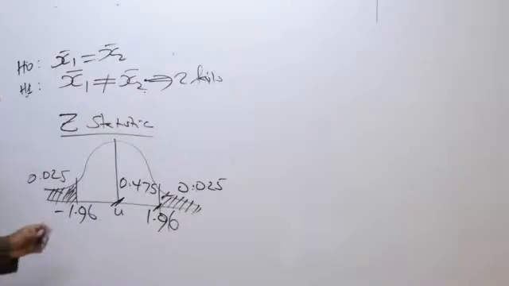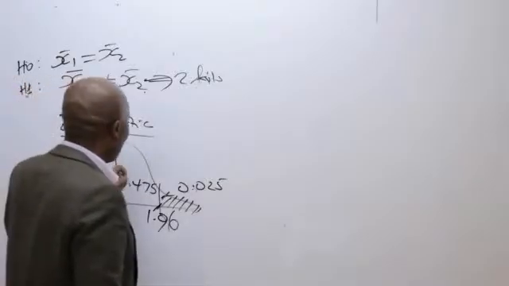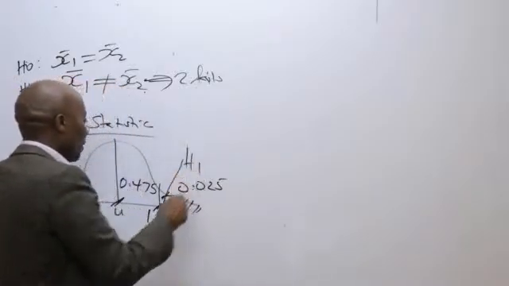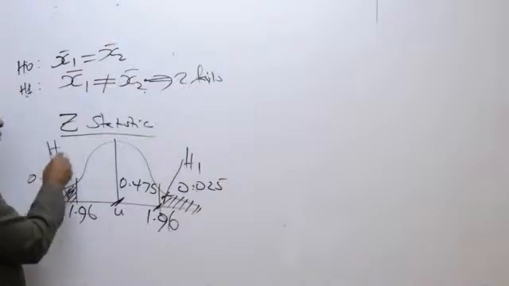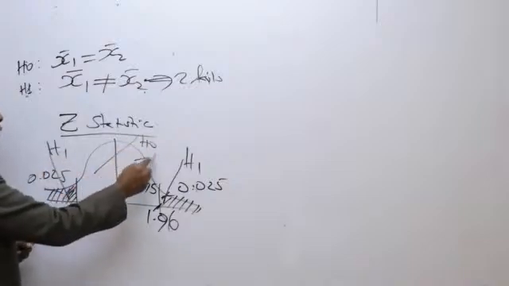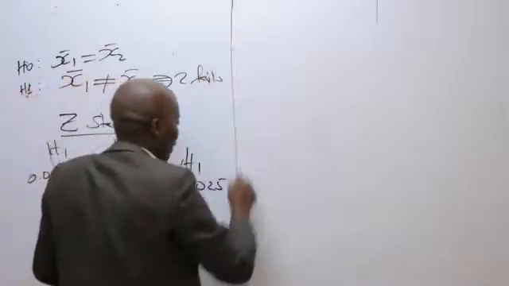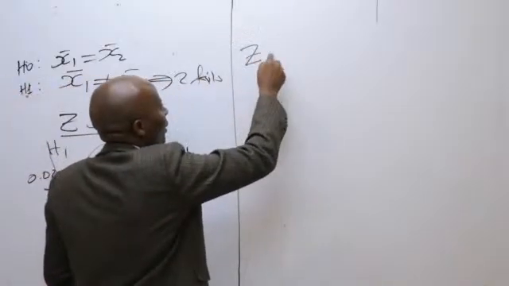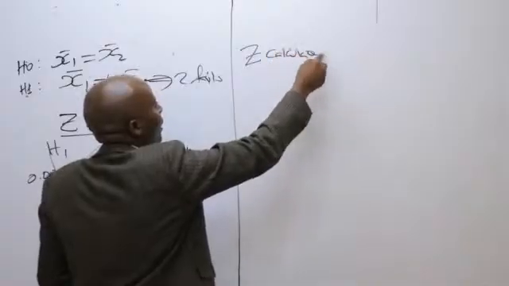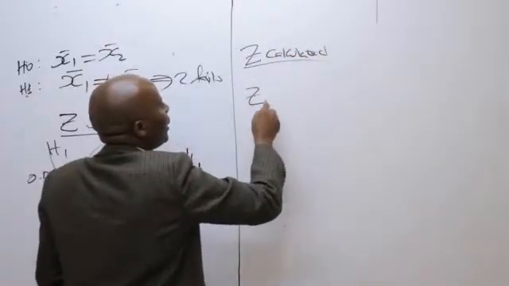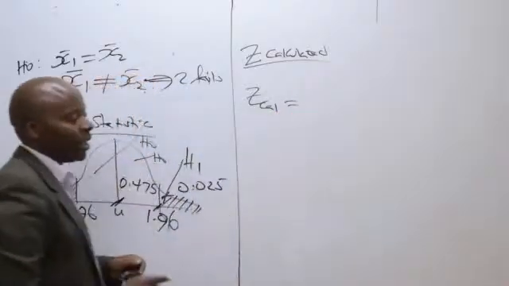So ladies and gentlemen, after getting the Z statistic, don't forget that this will be denoted as H1. The other one will also be denoted as H1. These two will be H0s, like that. So now we go to the last stage, which is the stage of Z calculated. Remember that here we have got two samples.